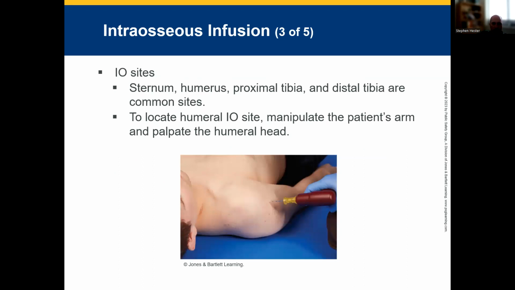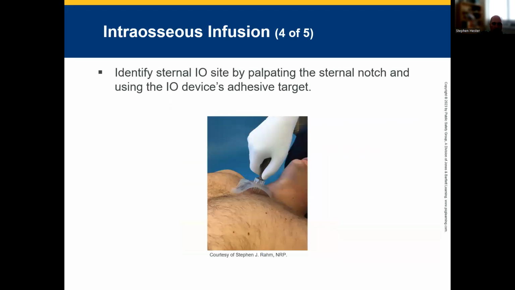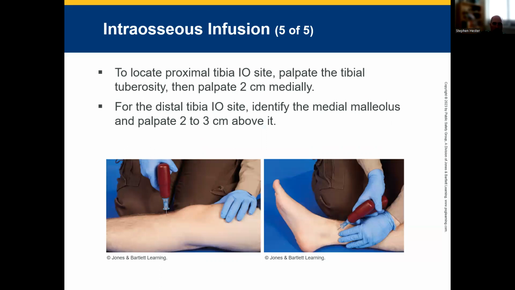The sternum we don't usually use, but it can be used for certain devices. The humerus is usually what we're going to use. The distal tibia is what we're going to use. For IO devices, you locate the proximal IO site, palpate the tibial tuberosity, and then palpate 2 centimeters medially. The distal tibial site is identified by the medial malleolus, and palpate 2 to 3 centimeters above.